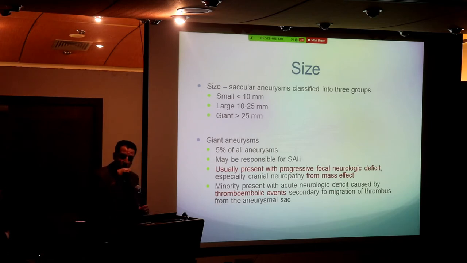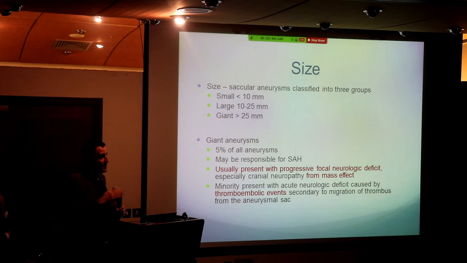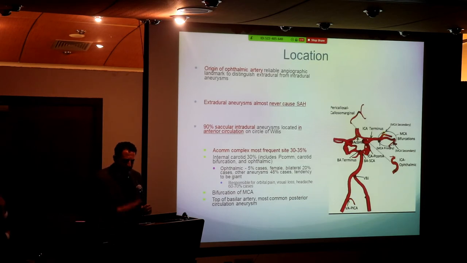Giant aneurysms are a small percentage of aneurysms. 2.5 centimeters and above is a giant aneurysm. But somebody with a giant aneurysm, not only does it rupture more often, it also comes with progressive mass effect symptoms. They compress on nerves and structures, or they come with strokes because thrombus forms in the aneurysm, migrates into other arteries and causes a stroke.